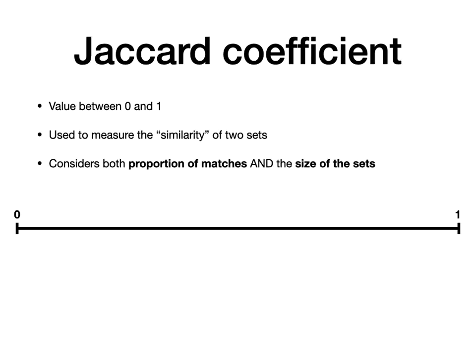So the Jaccard coefficient. It's always between 0 and 1. And the idea is, can I measure the similarity of two sets? What it does is it considers the proportion of the matches, right? But also the size of the sets. So let's look at some examples.